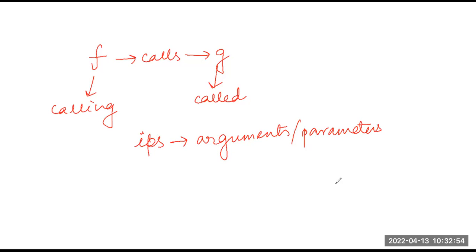The calling function may or may not pass the parameters to the called function. If the called function has a format that it will accept some arguments, then only the calling function will pass the parameters. Else, it will not pass any parameters. So it is not mandatory that each and every time the calling function has to pass certain parameters to the called function. If the called function is written in a way that it needs to take some parameter values, then the calling function will pass it. Otherwise, it won't pass it.